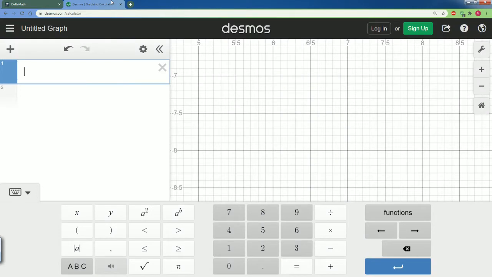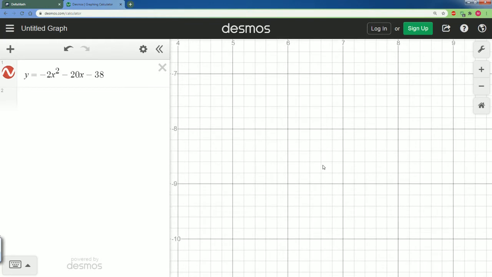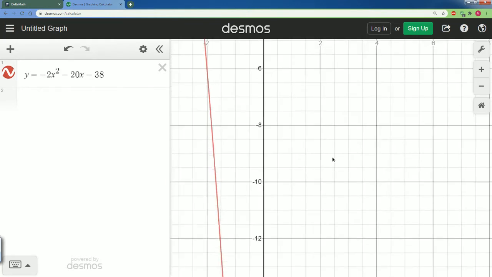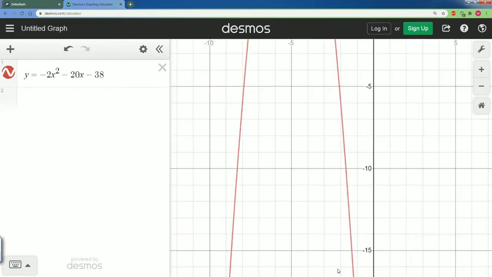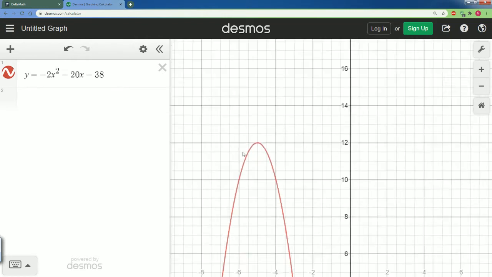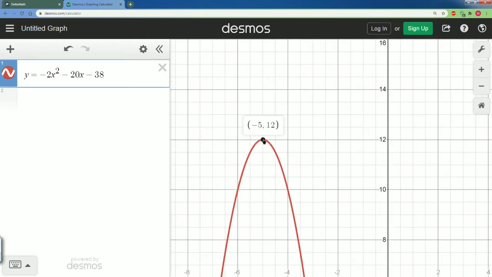Okay, so y equals negative 2x squared minus 20x minus 38. All right, let's just double check. Good. Oh, I don't see it, so let's zoom out a little bit. Oh, there it is. Let's keep zooming. So let's zoom back in. So you have to zoom in and out just to see it.